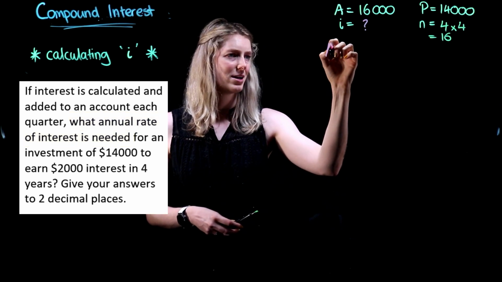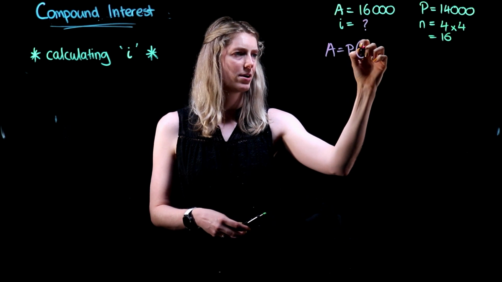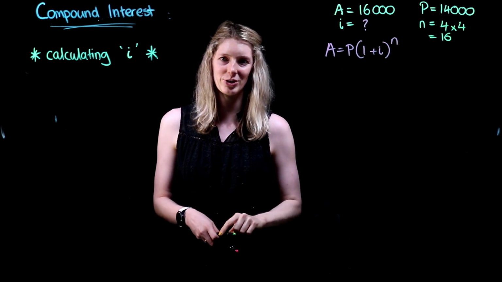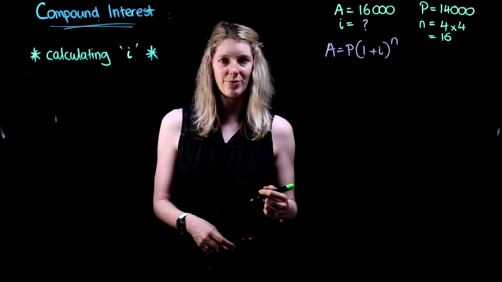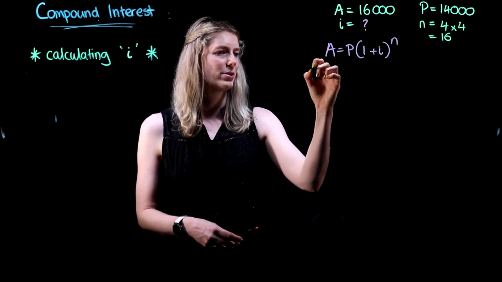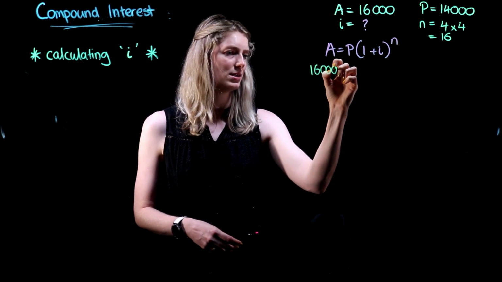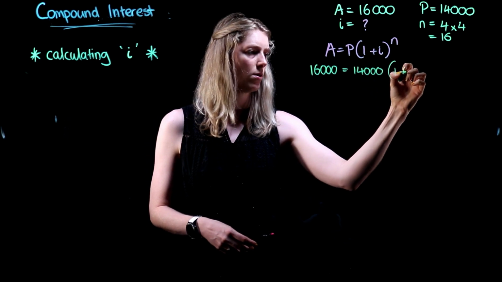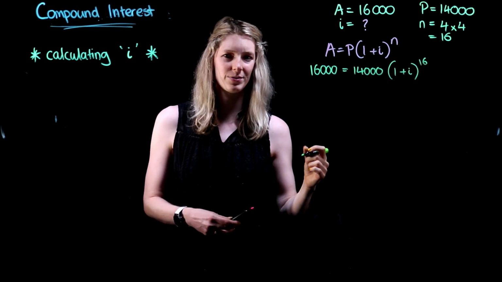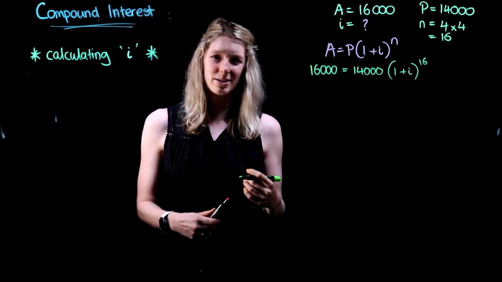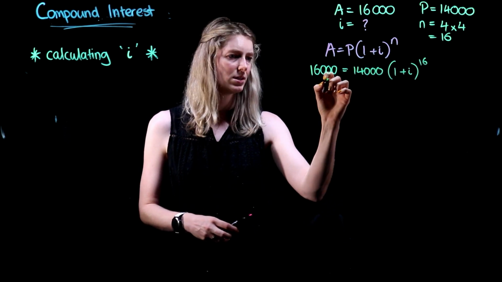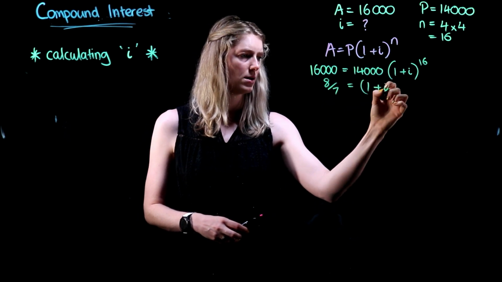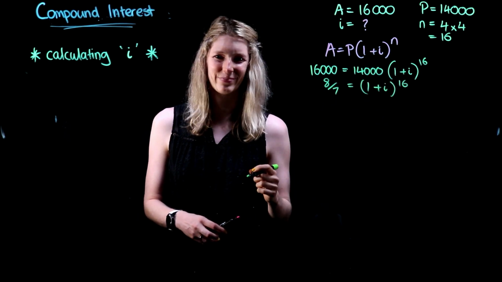Now that we've identified 3 out of our 4 variables, we are going to substitute them into our compound interest formula and solve for our unknown value of I. So we will have 16,000 equals 14,000, open bracket, 1 plus I, to the power of 16. So we're going to start by dividing both sides by 14,000. So we'll have 8 over 7 equals (1 plus I) to the power of 16.